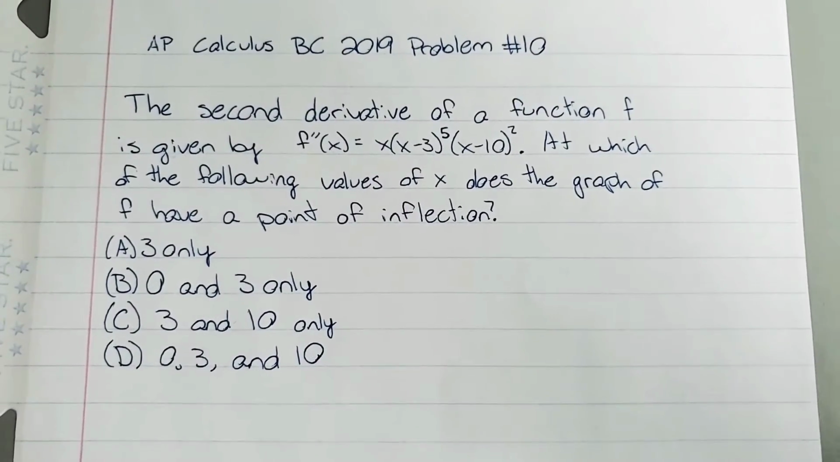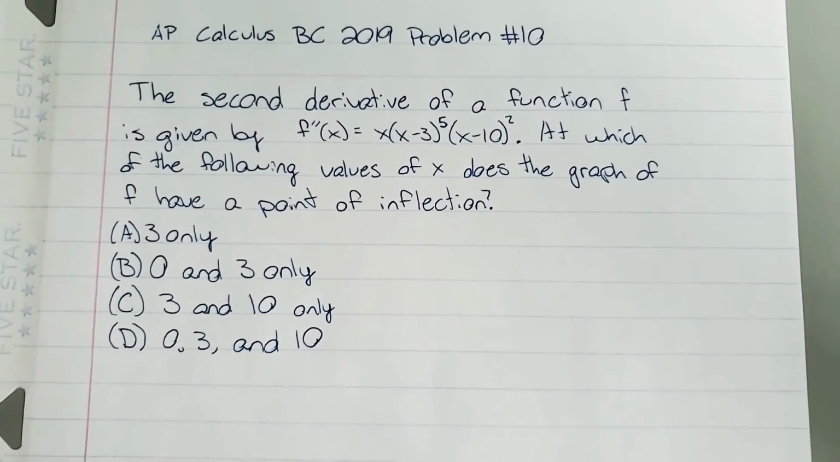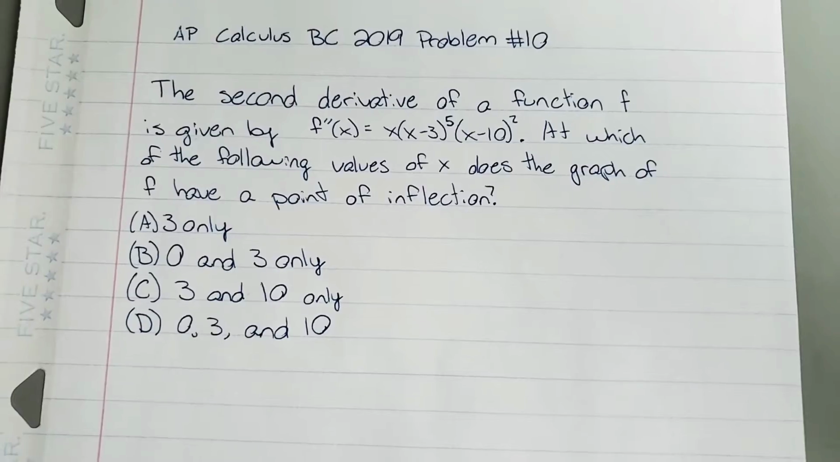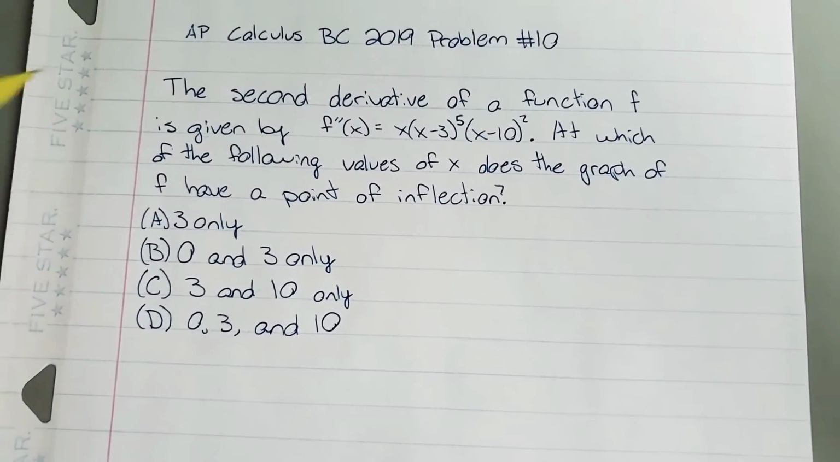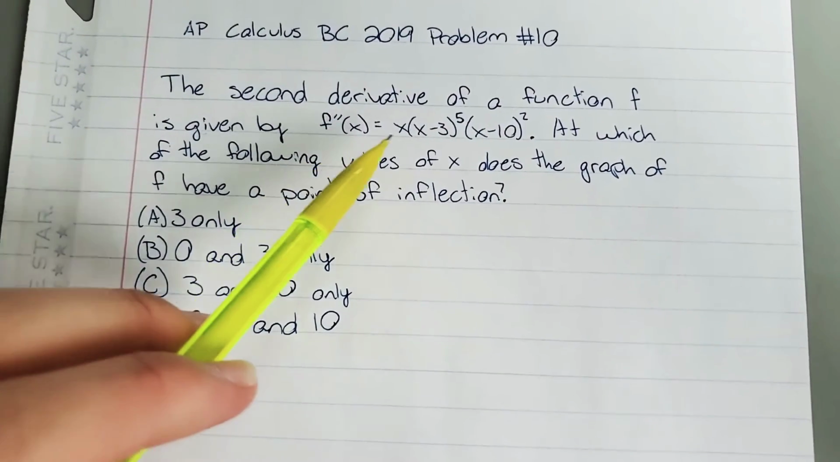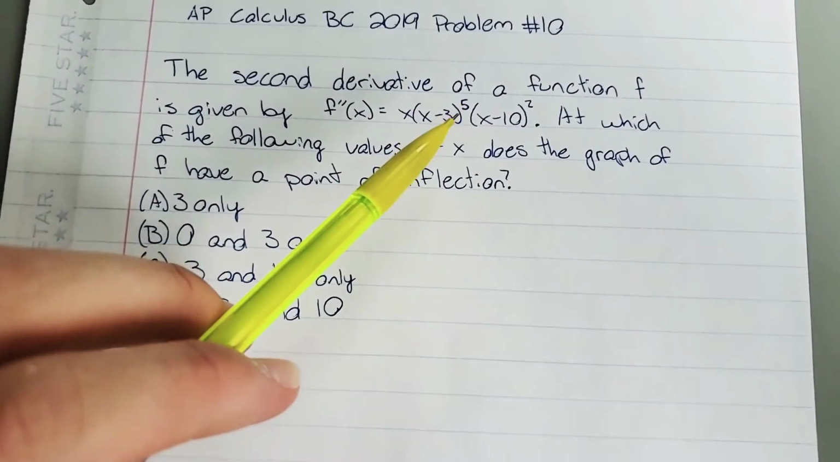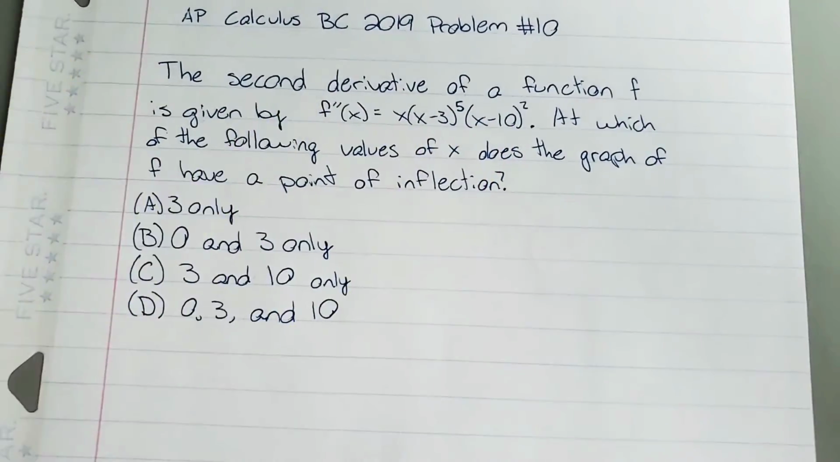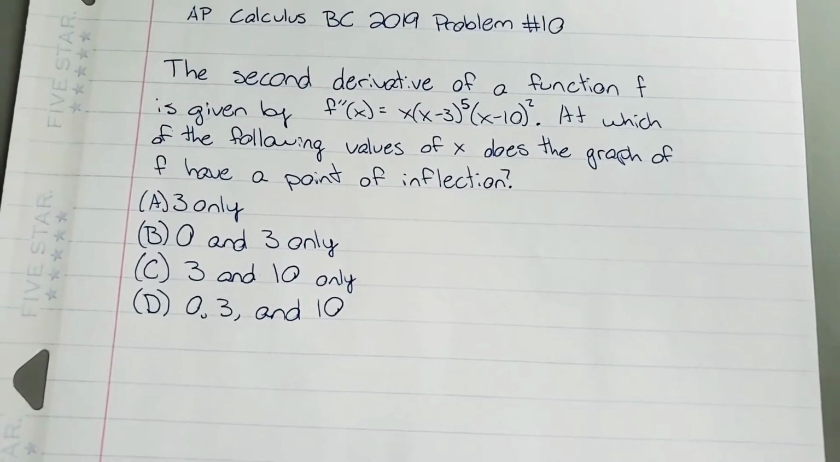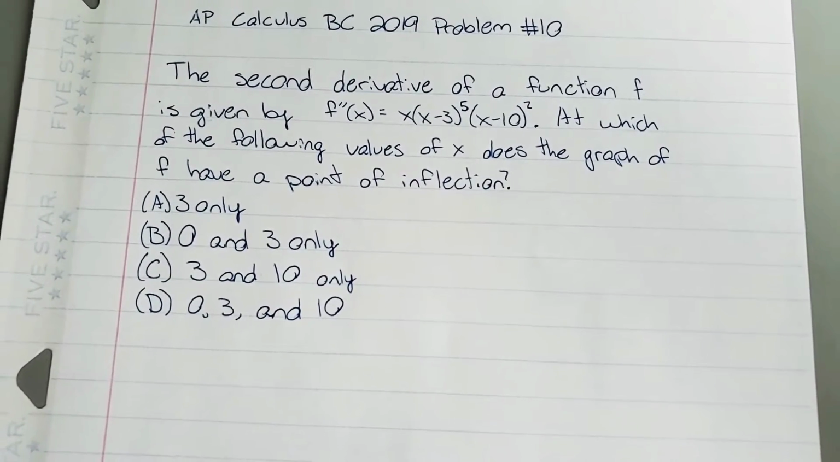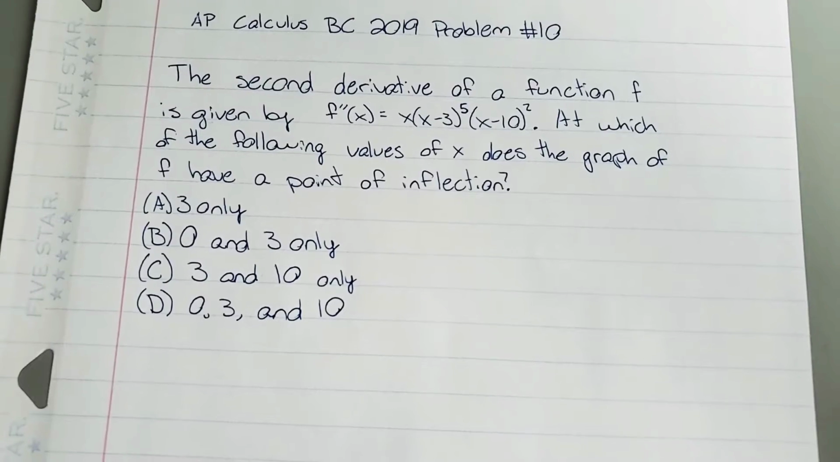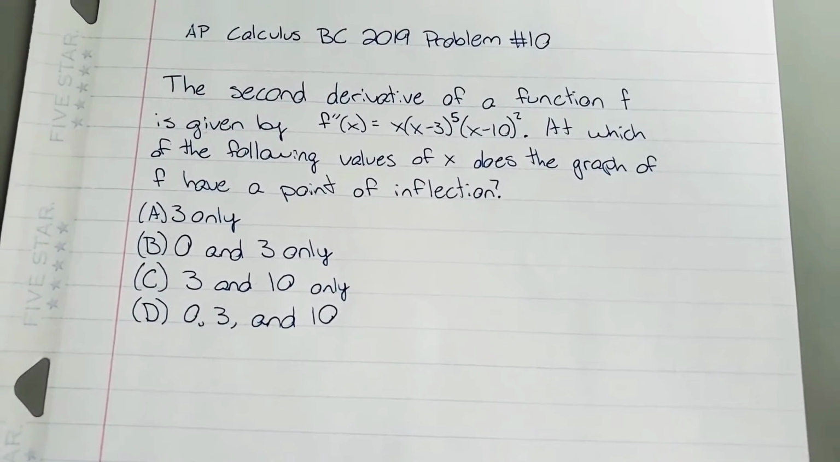Hello, this is the AP Calculus BC 2019 problem number 10. The second derivative of function f is given by f double prime of x equals x times (x minus 3) to the fifth times (x minus 10) squared. At which of the following values of x does the graph of f have a point of inflection?